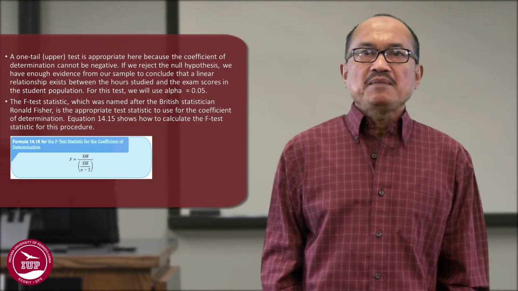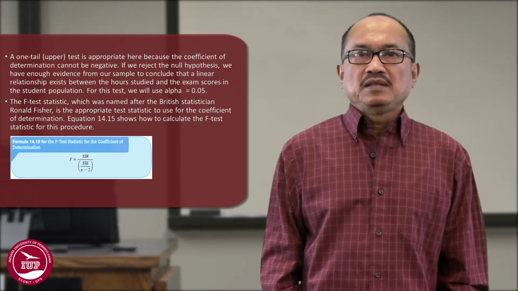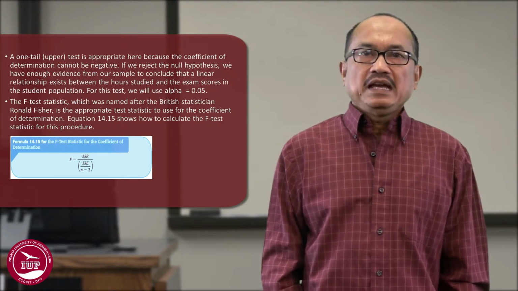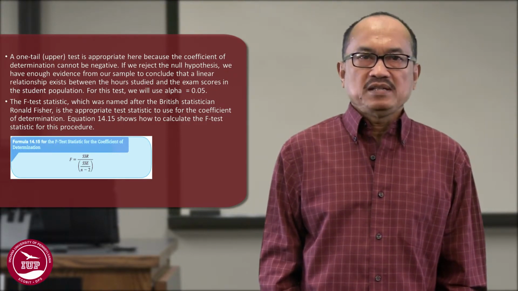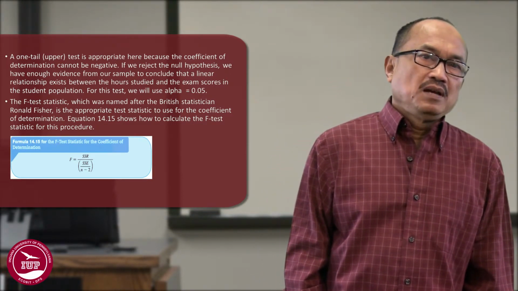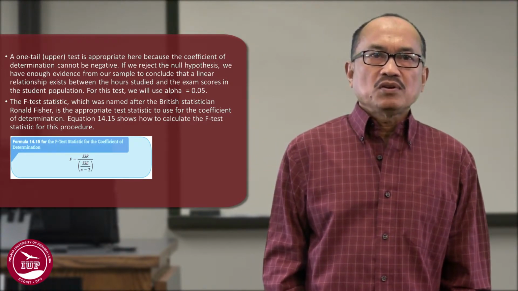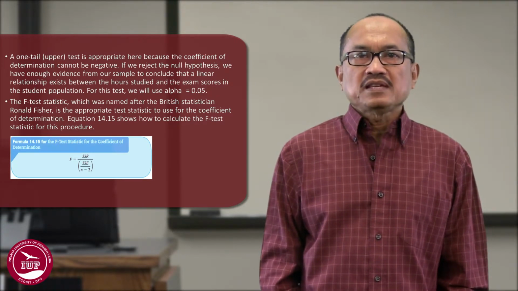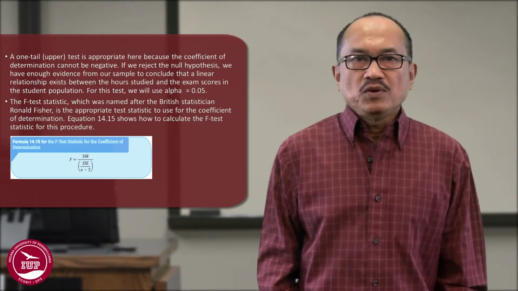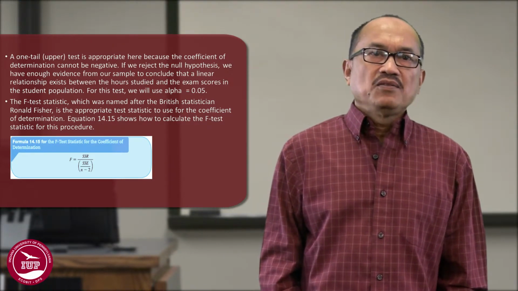If we reject the null hypothesis, we have enough evidence from our sample to conclude that a linear relationship exists between the hours studied and the exam score in the student population. For this test, we will use alpha equal to 0.05. The F statistic, which was named after the British statistician Ronald Fisher, is the appropriate test statistic to use for the coefficient of determination. Equation 14.15 shows how to calculate the F-test statistic from this procedure.